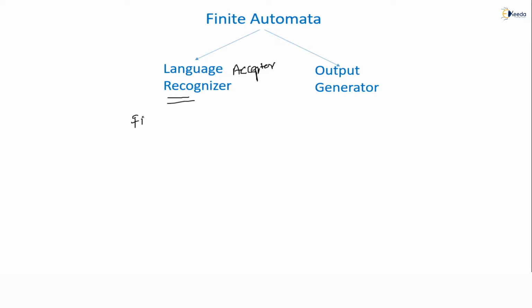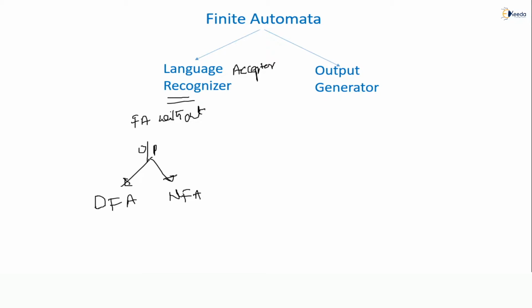So FA without output is a language recognizer. There are two kinds of language acceptors. One is FA, that is, DFA. The second one is NFA. So already we have seen the difference between DFA and NFA. Just as I told you, FA comes in two flavors: deterministic finite automata and non-deterministic finite automata. We have observed, correct or not? This will come in two flavors.